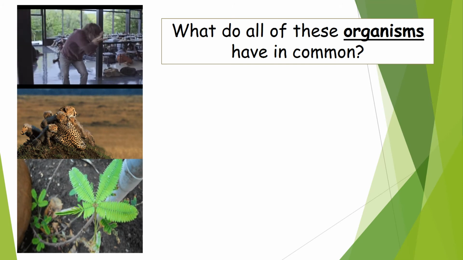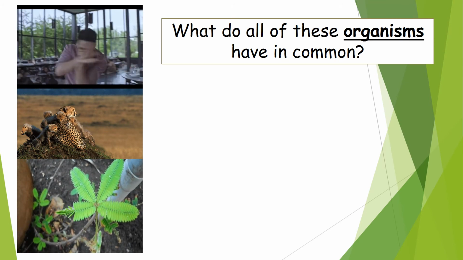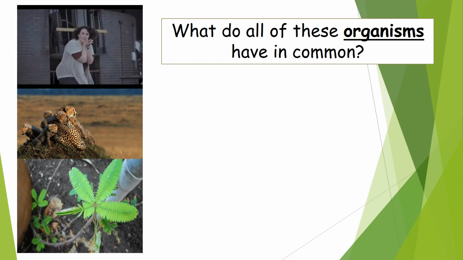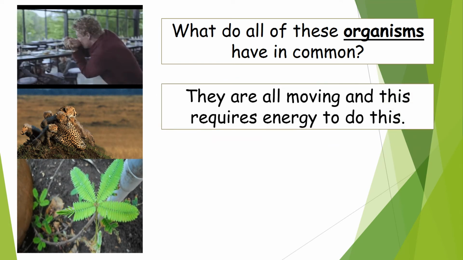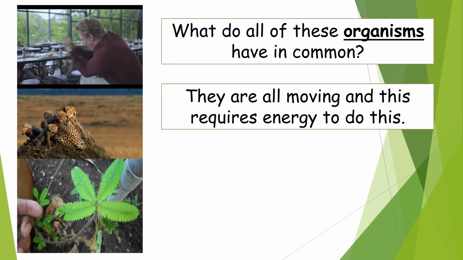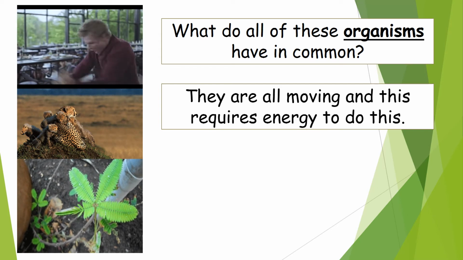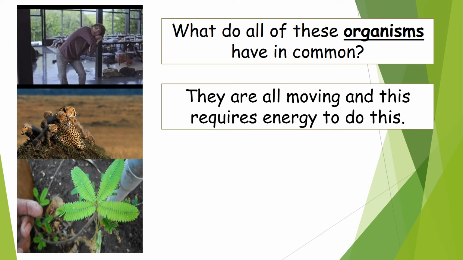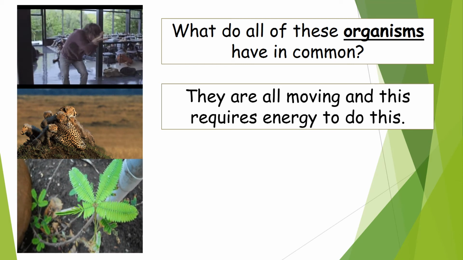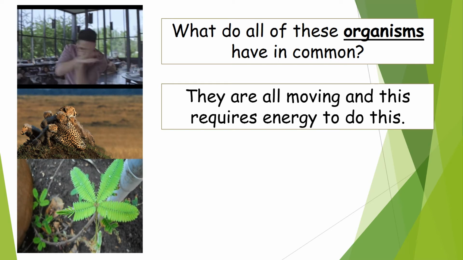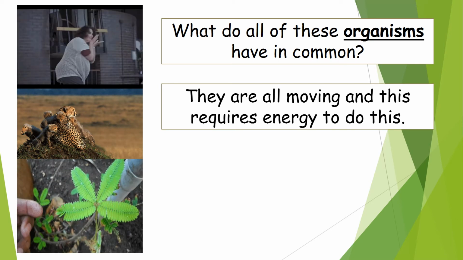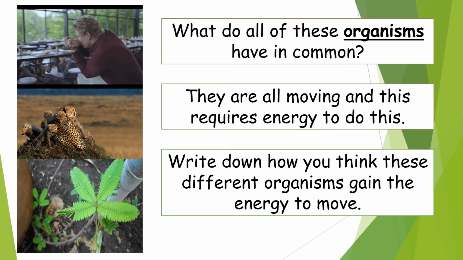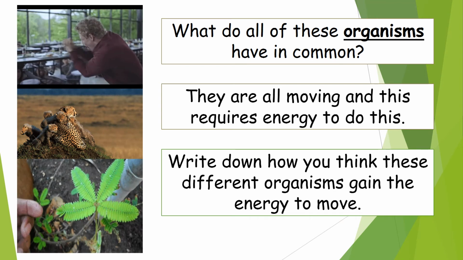So, what do all these living organisms have in common? Yes, you're right. They are all moving, and this requires energy to do so. Mammals and animals all move due to muscular contractions. Plants don't use muscular contractions, but they still can move, but this does require large amounts of energy. Write down how you think these different organisms gain that energy to move.